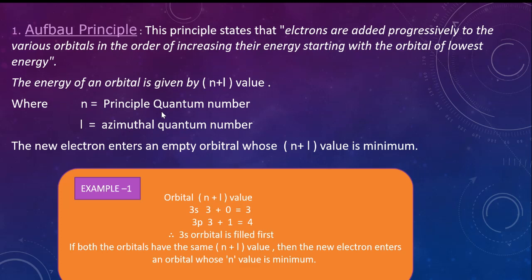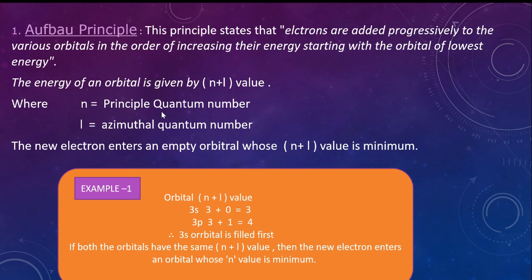The Aufbau principle states that the electrons are added progressively to the various orbitals in the order of increasing energy, starting with the orbital of the lowest energy. That means in Bohr's model, we have seen that as we move away from the nucleus, the energy of the orbit goes on increasing. The energy of the orbit very close to the nucleus will be less, and as we move away from the nucleus, the energy goes on increasing. That means the electrons will be filled in the increasing order of the energy levels.